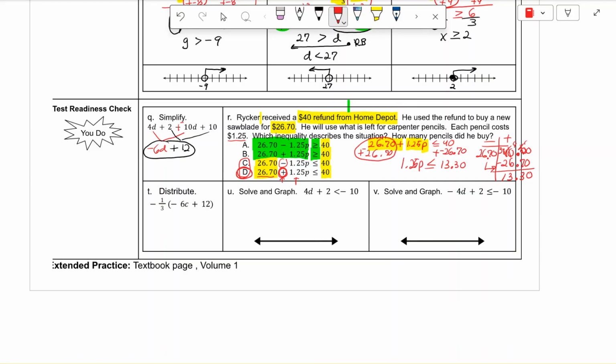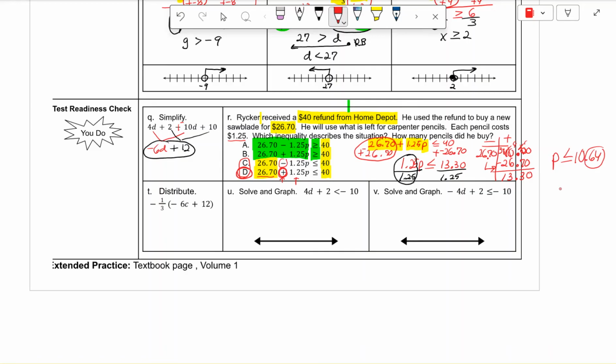Okay, so now we have our coefficient to deal with, so we are going to divide by $1.25, and that creates the number 1, and we'll divide this side by $1.25 as well. So in a calculator, you'll put in $13.30 divided by $1.25. And the answer on my calculator screen is 10.64. So P is less than or equal to 10, that'd be 10 pencils and 64 hundredths of a pencil. So we can't have a pencil like that.